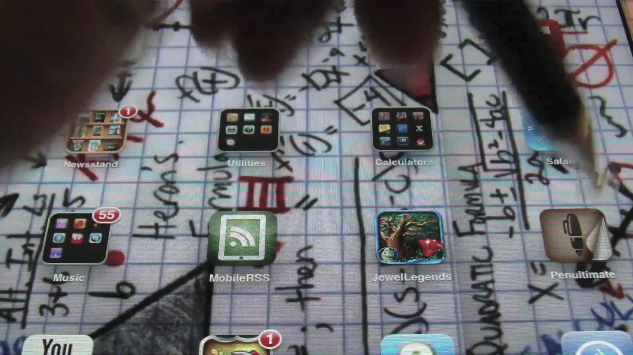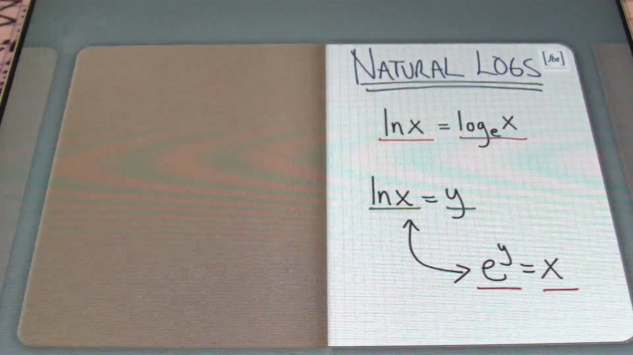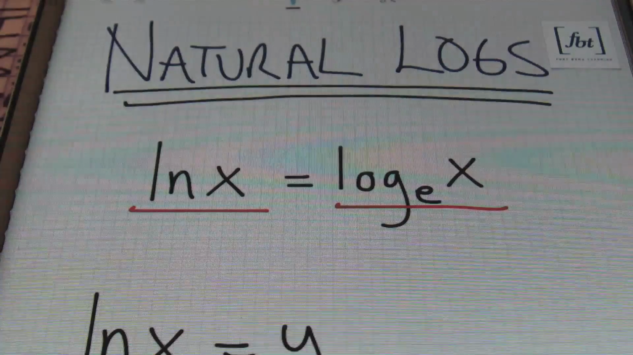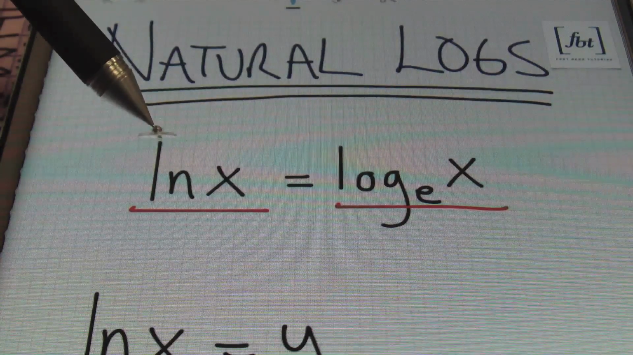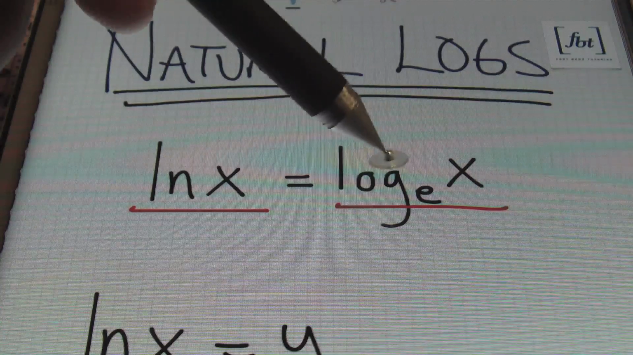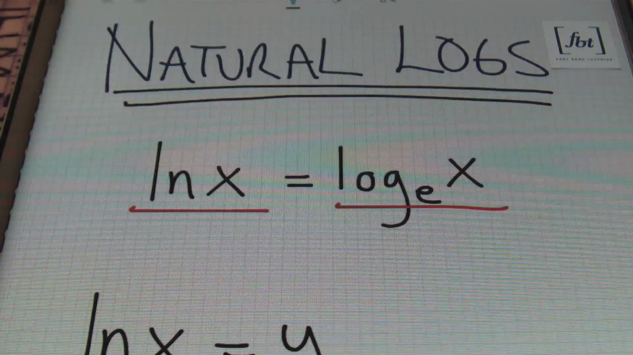Hello, this is Mr. Witt with Fort Bend Tutoring, and today's tutorial is about solving natural logarithmic equations. When we're dealing with natural logs, it's important to know that the natural log of x, the way you would normally see it, is equivalent to a log with a base of e of x. So these two notations are equivalent to one another.